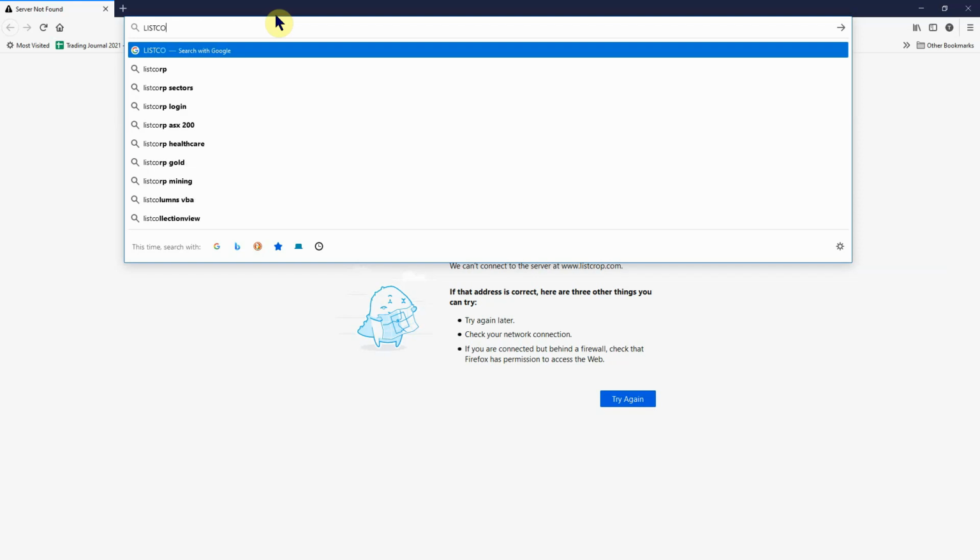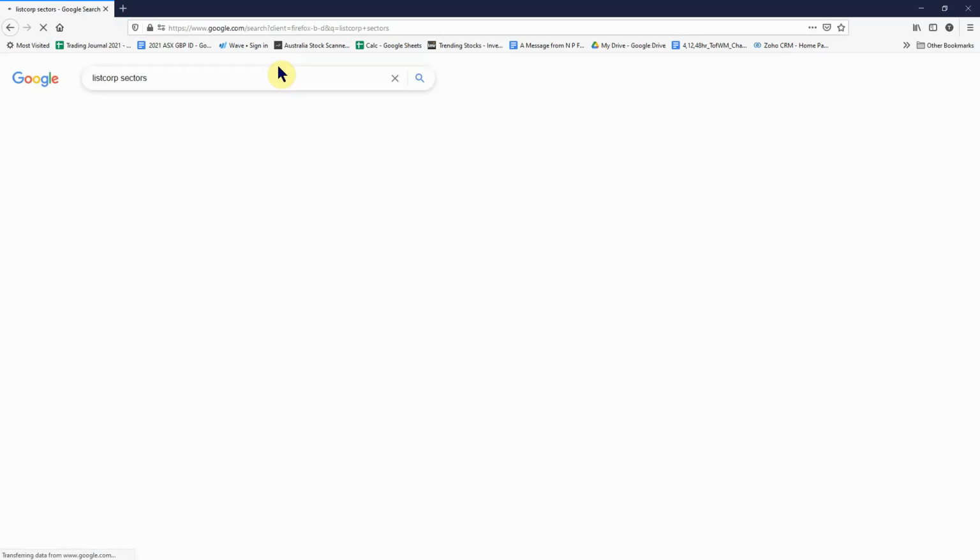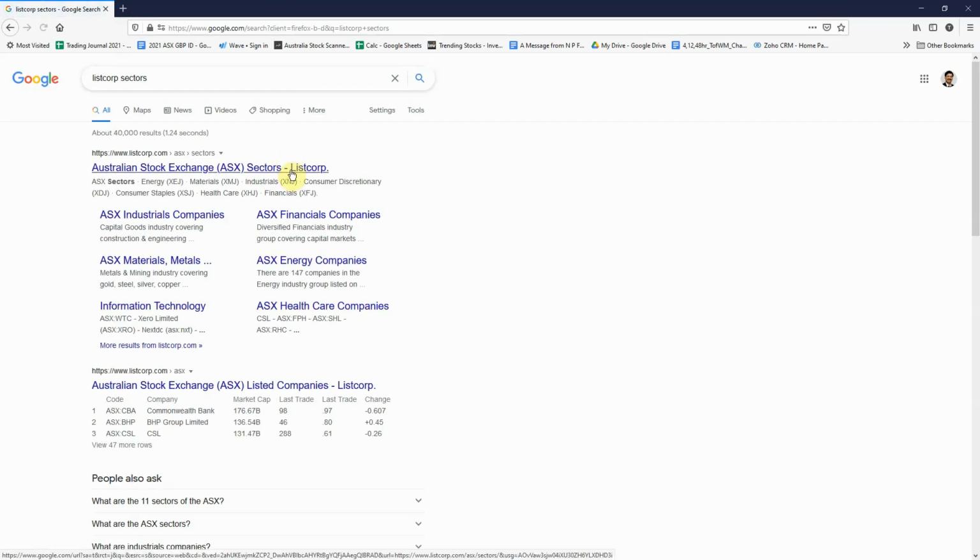then R for what? Ripple, P for price, sectors .com / ASX / sectors.